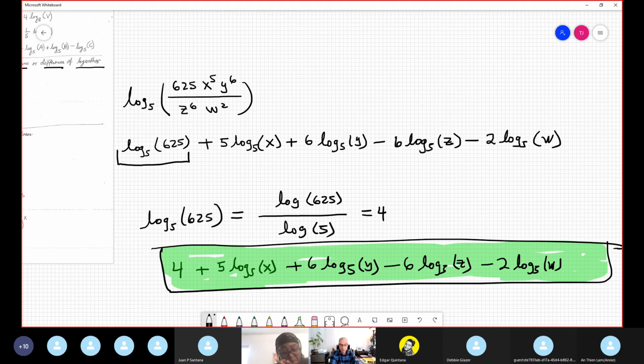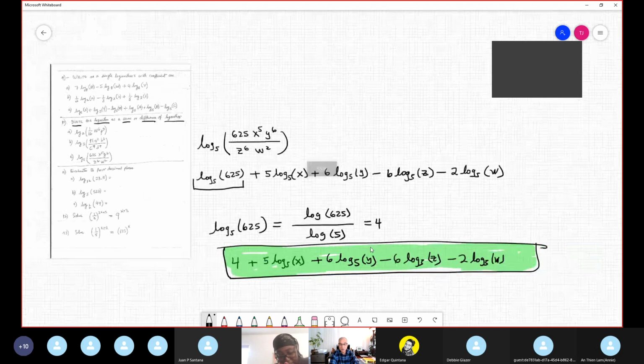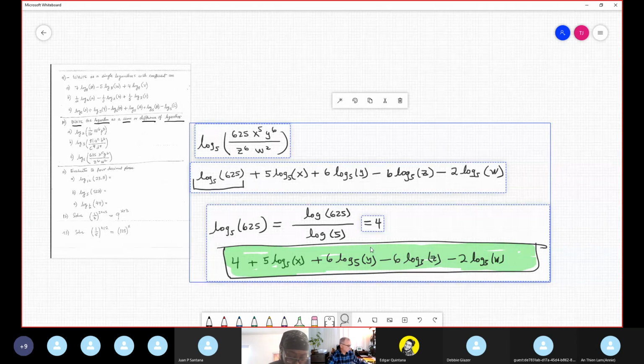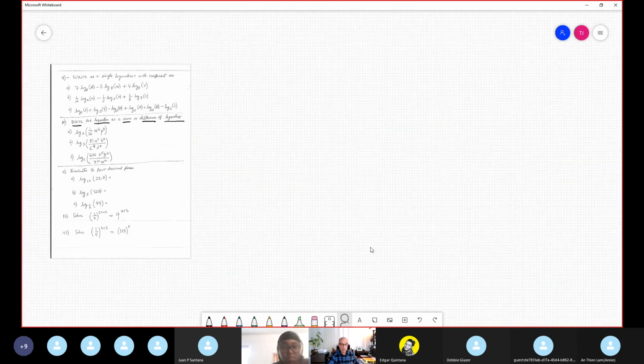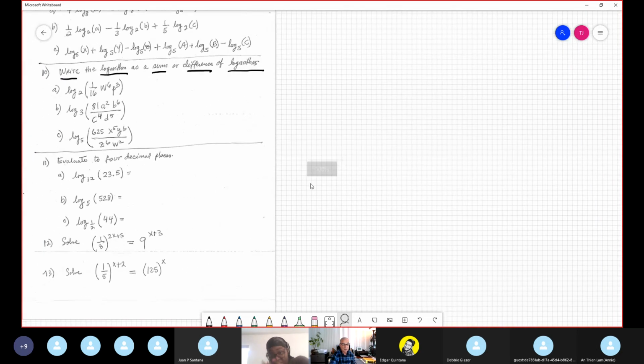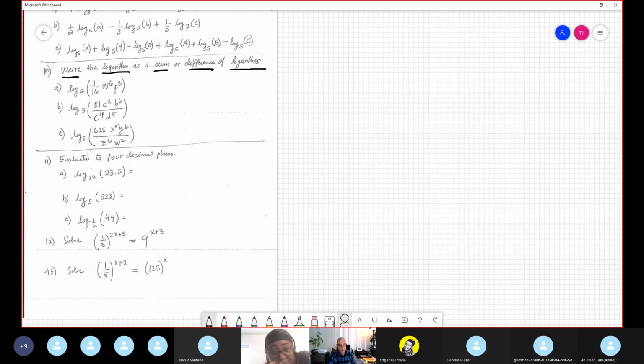Okay. Let's continue. This is a piece of cake. The next one is a piece of cake. Look. Evaluate to 4 decimal places.